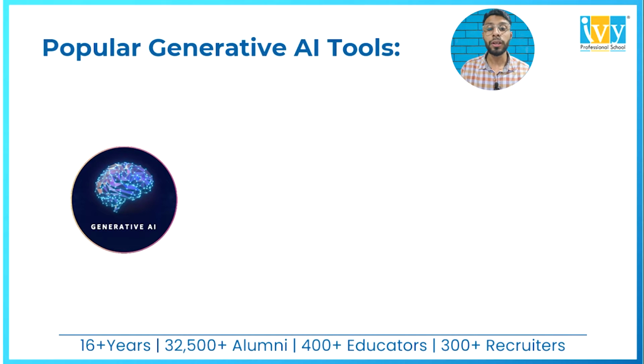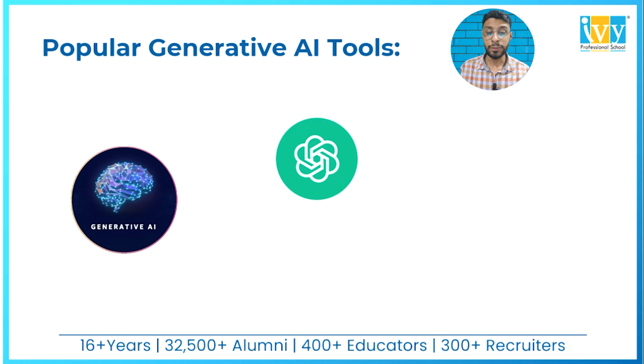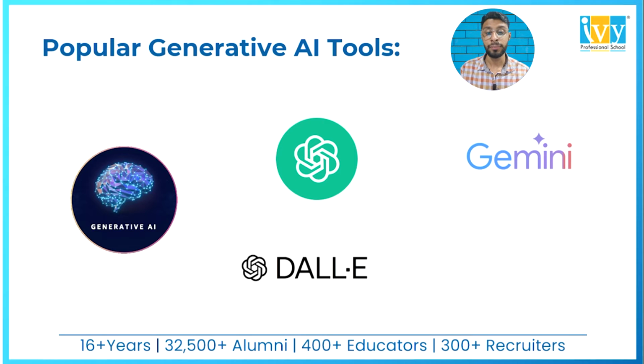Now let's talk about the popular generative AI tools. ChatGPT by OpenAI. This is a large language model designed for natural conversations. It is used to learn, understand, and generate human-like text based on user inputs. Gemini by Google DeepMind. A generative AI model designed for tasks like generation and translation, just like OpenAI's, with enhanced reasoning and context understanding.